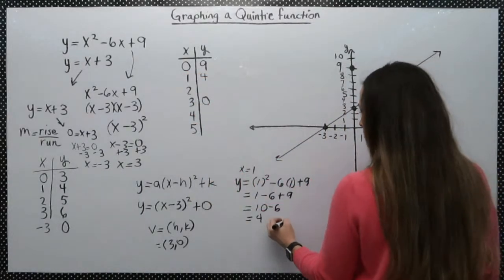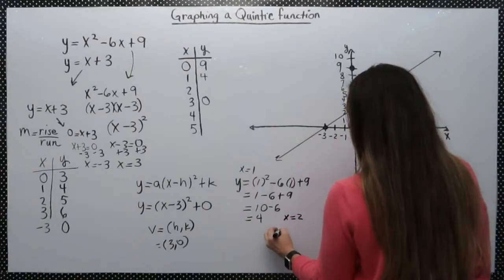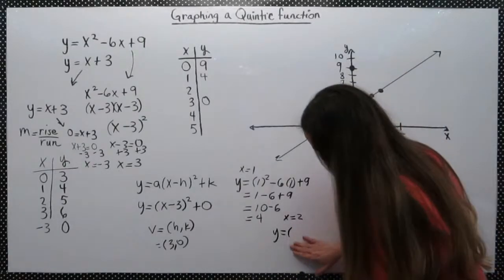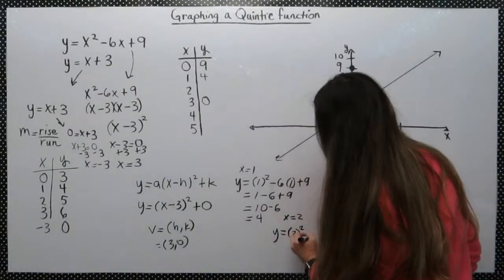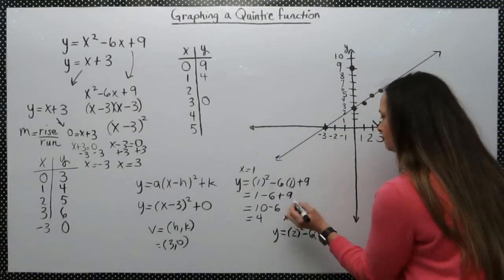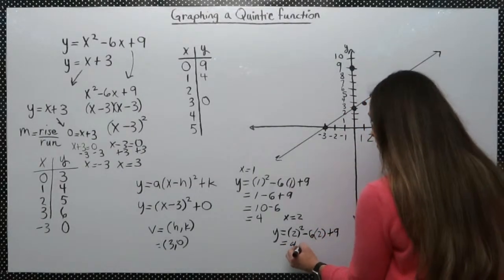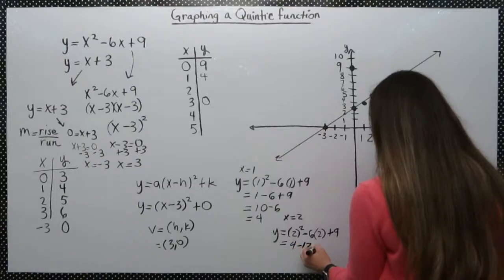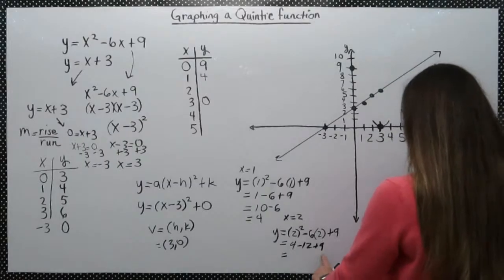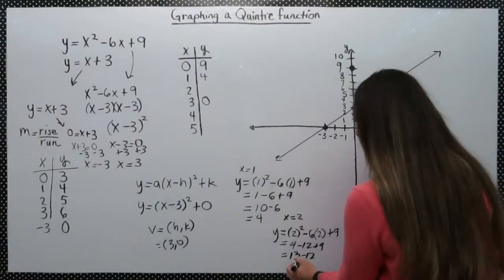And then we'll do when x equals 2, y equals 2 squared minus 6 times 2 plus 9. 2 squared is 4, minus 6 times 2, which is 12, plus 9. And I like to add the positives and then subtract the negatives. So 9 and 4 is 13, minus 12 is 1.